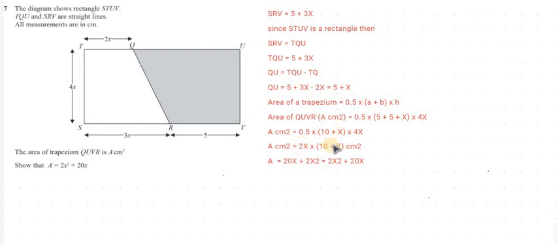And so we open the brackets with normal expansion. 2x times 10 is 20x, 2x times x is 2x squared. And we can write it so it looks like what we're showing. 20x plus 2x squared is the same as 2x squared plus 20x. And A is equal to that. So that's the area of the trapezium QUVR. We just found the area of that.